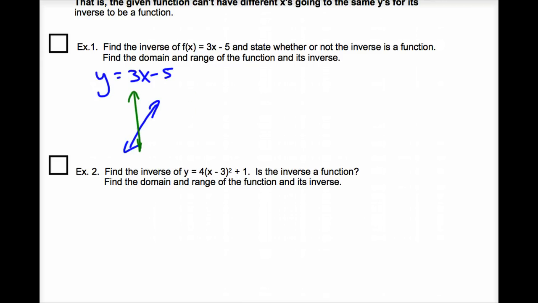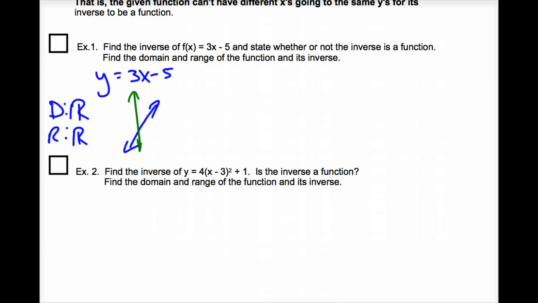We can find the domain and range of that. It goes forever left and right, so the domain is all reals. It goes forever up and down, so the range is all reals. Remember, domain goes with your x's, range goes with your y's. Now we need to talk about the inverse.